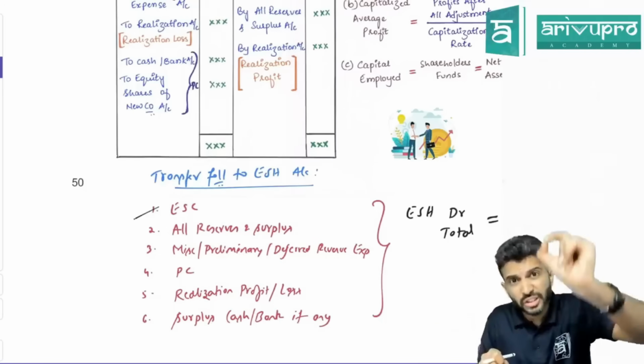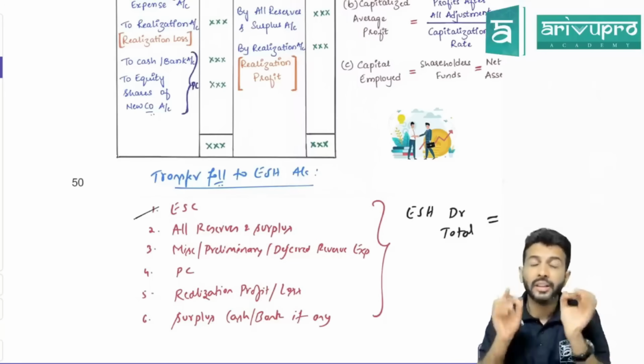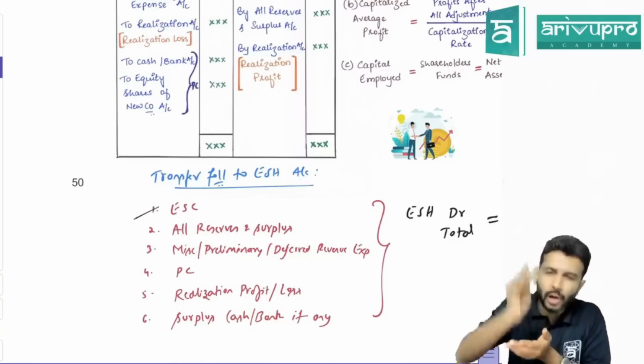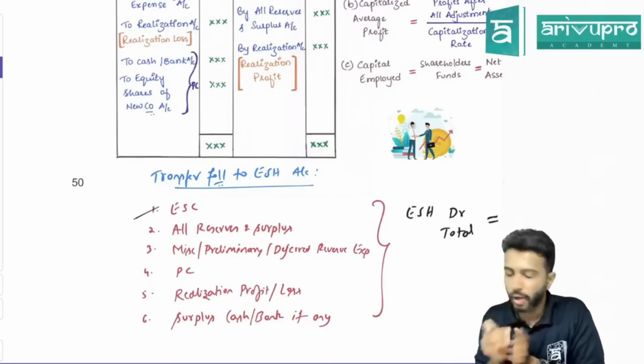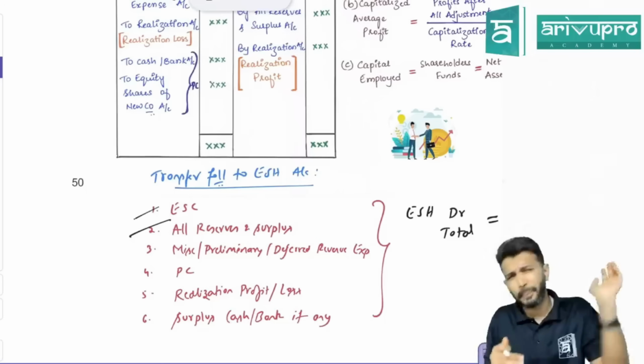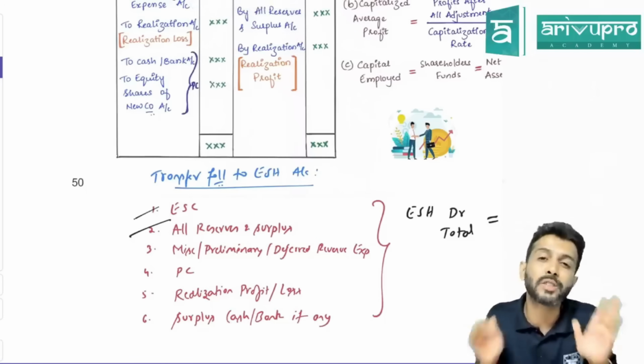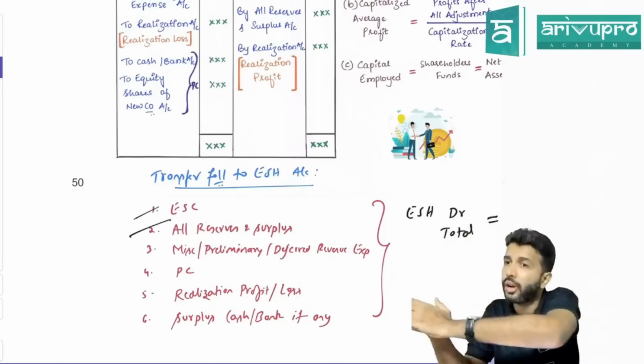Reserves and surplus is also shareholders' funds, meaning it is an entitlement belonging to whom? The equity shareholder itself. So all the reserves and surplus, whatever you have, general reserve, P&L, CRR, DRR, and so on, every reserve and surplus will be transferred to the equity shareholders account.